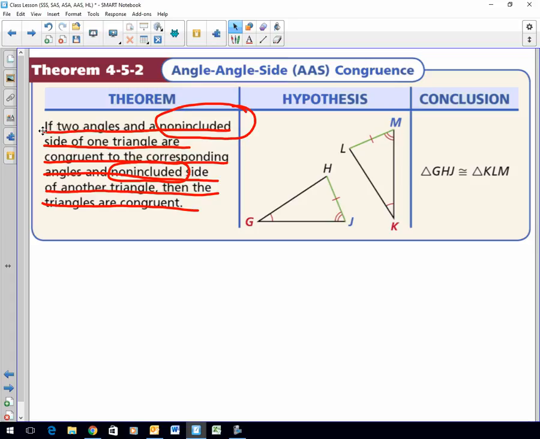Now, it does still have to go in order, right? 1, 2, non-included side. 1, 2, non-included side. So if HG was congruent and LM was congruent, that wouldn't work out for us. It still has to be in order as far as the congruent angles are concerned. But it could be either of the non-included sides.